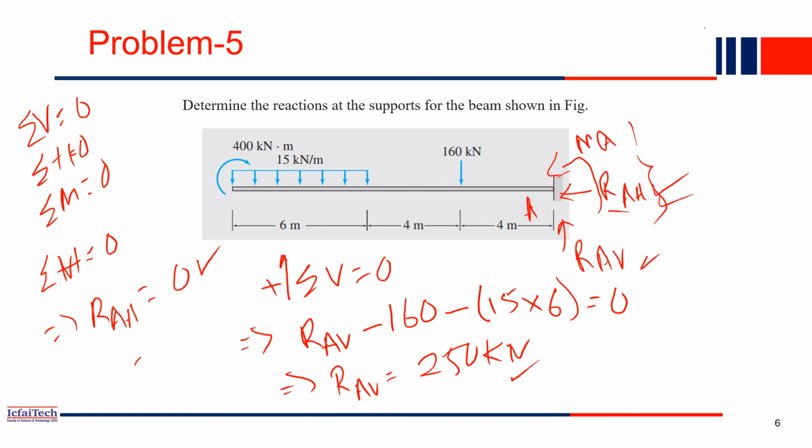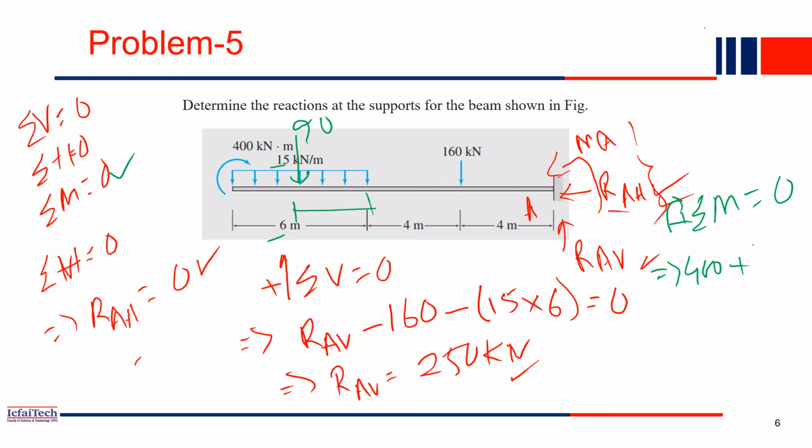Now next we have to calculate what is the value of MA. So MA will be calculated from the last equation, that is summation of all moment equal to 0 about A. So what are the moments acting? So 400 is acting. So 400 is clockwise. So let's consider clockwise as positive. So 400 plus. Then UDL is acting. So this entire UDL, if we convert into point load, it will be 90 acting at the center. 90, how we got? 15 into 6. So total 90 is acting at the center.